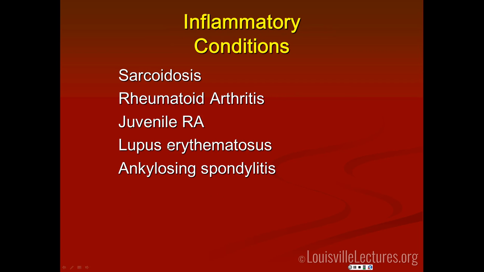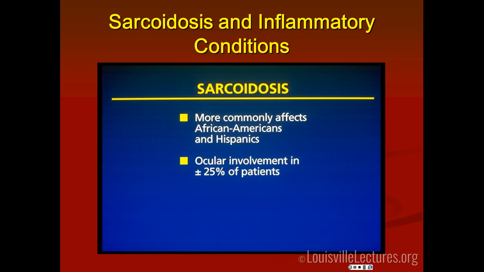Continuing onward, inflammatory conditions, you guys see a lot of, I'm sure. Sarcoidosis, rheumatoid, juvenile RA, lupus, and ankylosing. I'm just going to hit on some of the things that you guys might see if you're looking at them. Obviously, you don't have slit lamps, but if you're just looking at the eyes, these are things you might see. Sarcoid affects African Americans and Hispanics more, and 25% will have ocular involvement.